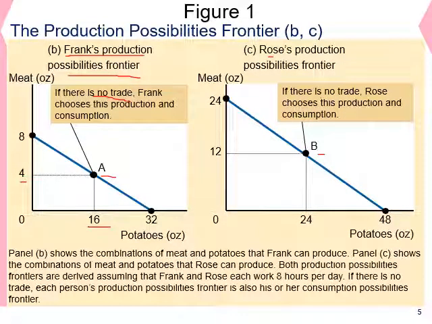On the other hand, from Rose's production frontier, Rose can produce 12 ounces of meat in 4 hours and then 24 ounces of potato in 4 hours. Therefore, with no trade, Rose will choose to produce and consume at point B.